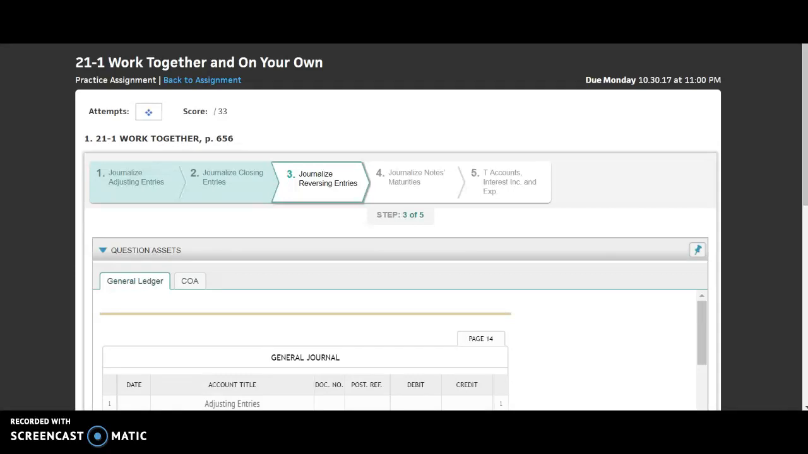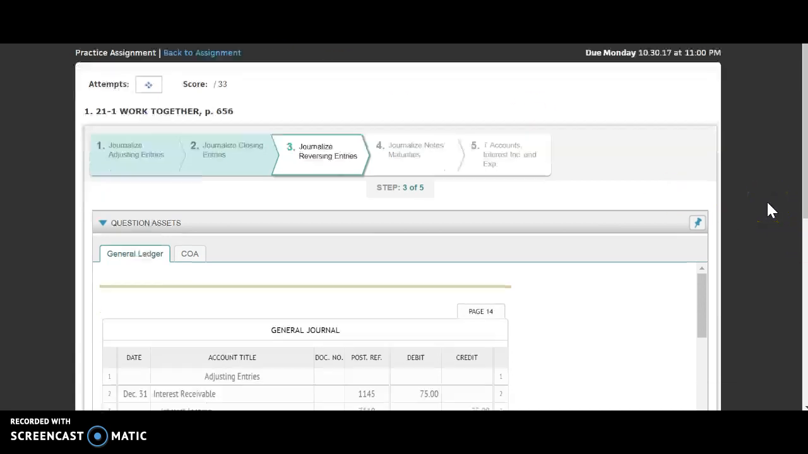Okay, this is the continuation of 21-1 work together. So the first video completed steps 1 through 2, and now we will complete the rest of the problem. So we are on step 3.